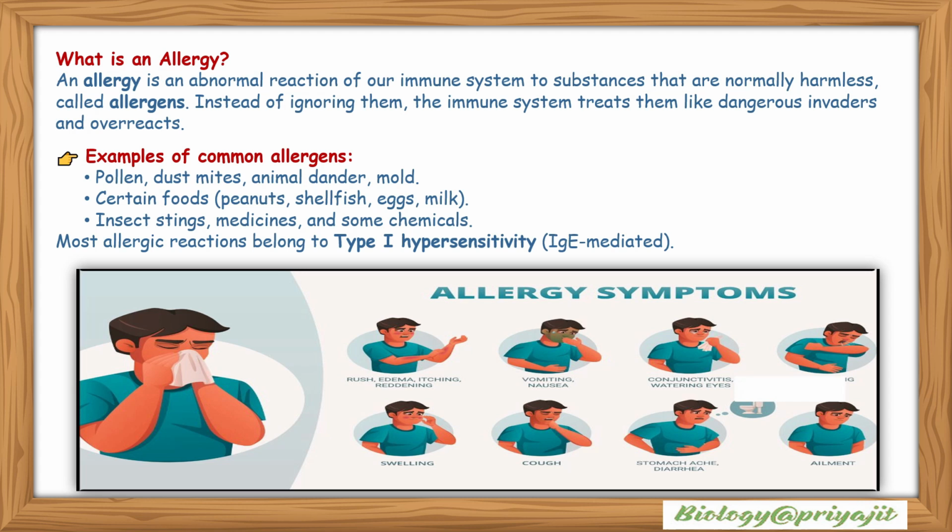Most allergic reactions belong to type 1 hypersensitivity, or IgE mediated. The allergic symptoms include rash, edema, itching, reddening of the skin, vomiting, nausea, conjunctivitis or watering eyes, swelling of eyes, cough, stomachache, diarrhea, ailment, etc.